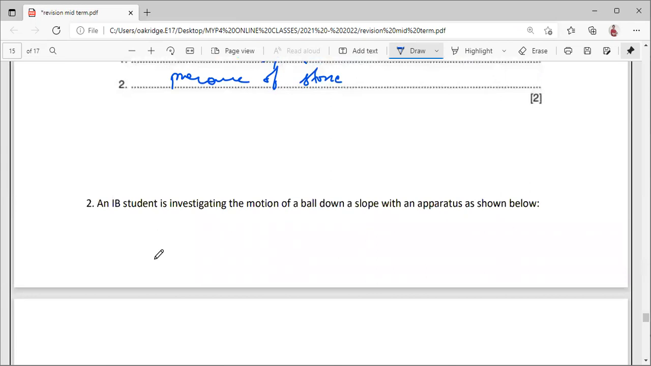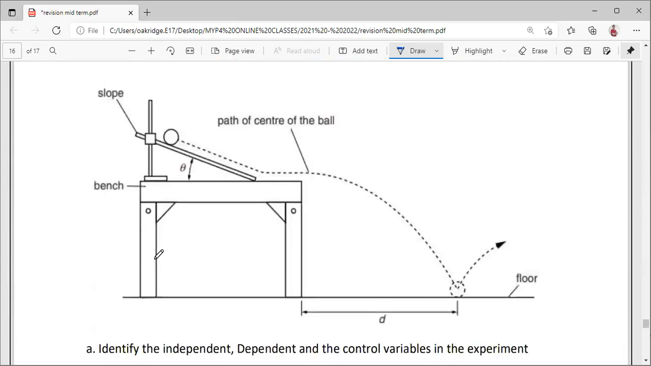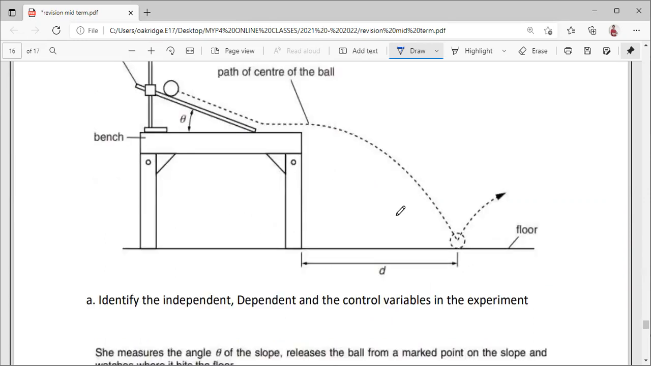An IB student is investigating the motion of a ball down a slope with an apparatus as shown below. Okay, so you drop a ball here, it moves across the inclined plane, takes a parabolic path and falls over here. Again, an independent, dependent, control variable experiment. Identify the independent, dependent, and control variables in the experiment.